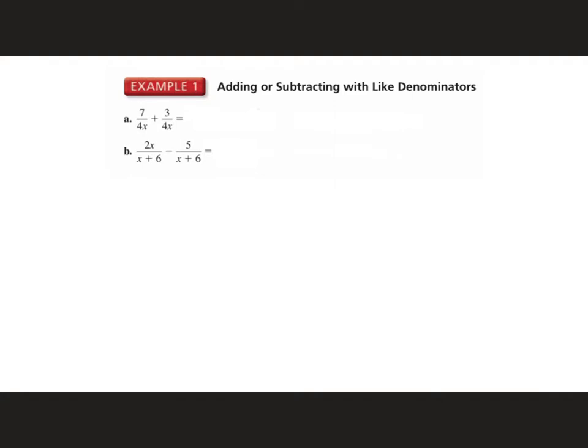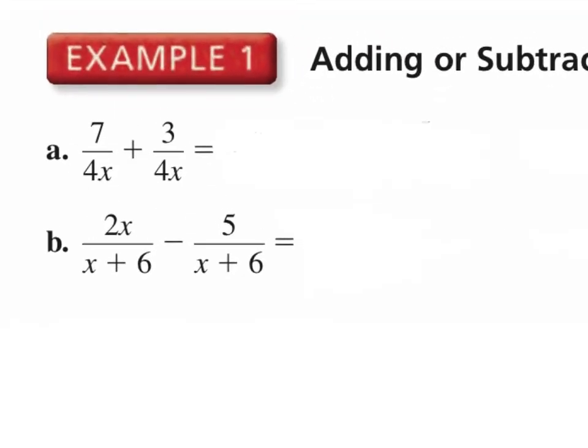So example 1. A, we have like denominators, so our denominator stays the same. Then we just add our numerators together. What's 7 plus 3? 10. Can we simplify 10 over 4x? Awesome. 5 over 2x.